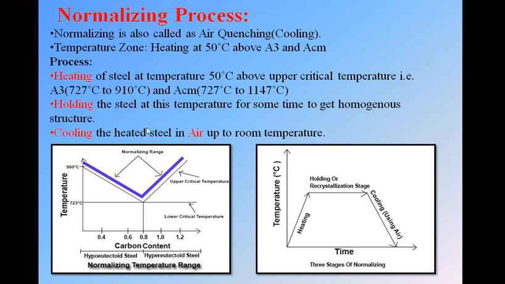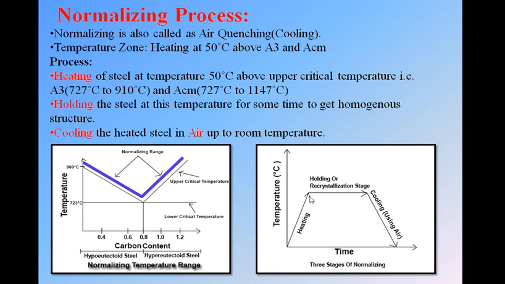Okay, and see what is written here: above A3 and above ACM. Above ACM means this line will be your ACM line. Above ACM means from 727 to 1147 degrees Celsius. Above it, for 50 degrees Celsius, we will heat our steel. So see here, this is a temperature and time diagram.